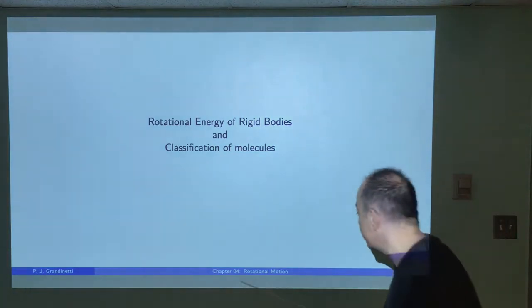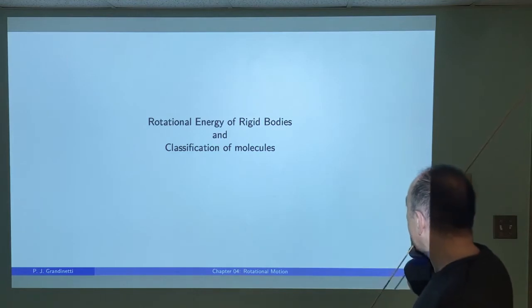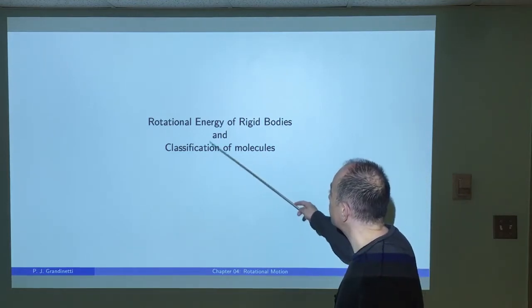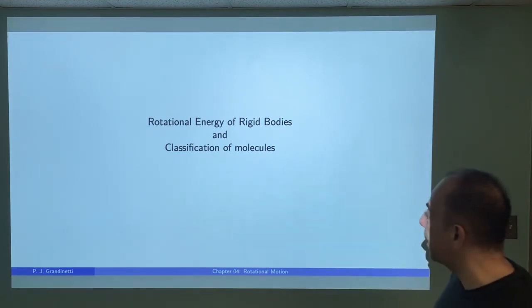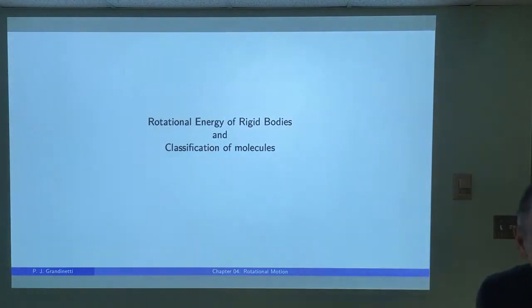In this video, we're going to continue Chapter 4 on rotational motion, and we're going to look at derivations of expressions for the rotational energy of rigid bodies, and also we're going to look at classification of molecules.